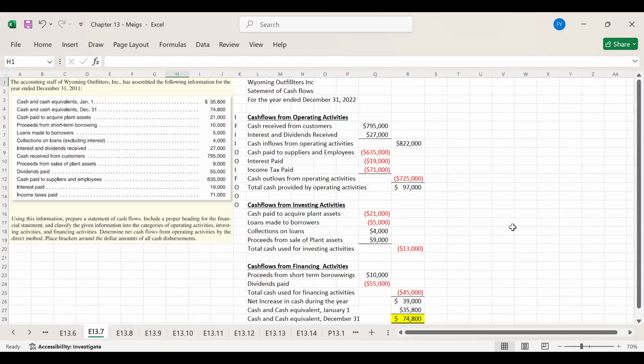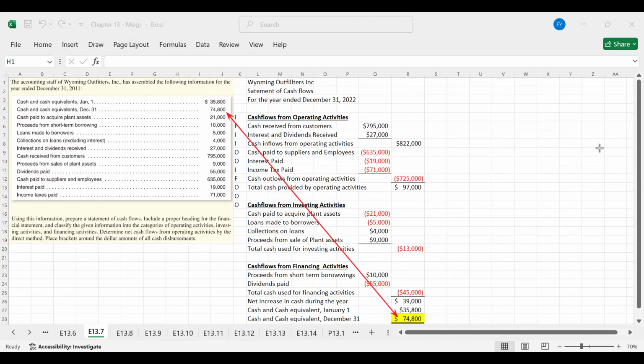So from the January 1st balance, we add or subtract different cash flows from different activities to get the closing balance, and this closing balance is the same as it is mentioned here. You can see this one. This is it from 13.7.